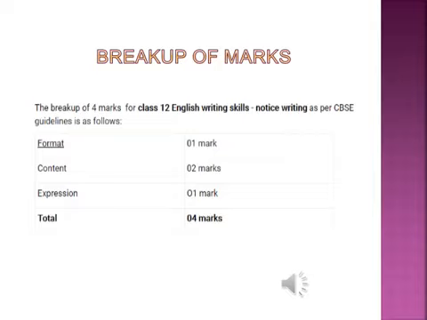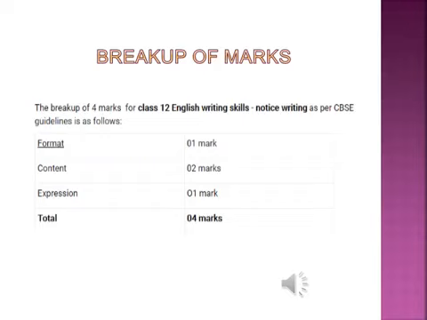So format is for 1 mark. Format means how you write the heading, the name of the institution, notice, date. The pattern in which you write, the format that you follow, is very important, and that carries 1 mark. At the end, designation, name. So this will carry 1 mark. Content, which is of 50 words, will carry 2 marks.